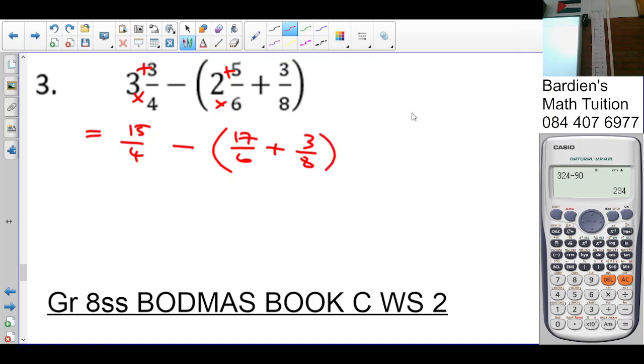The brackets. What's your LCM inside the bracket? 24. When do I use an LCM? When you add and subtract. So I multiply that by 3. You multiply this by 3 times 8. This is by 4. So what do we have? 4 times 7 is 56. Is that correct? No? 68. Okay, my mistake. Plus 3 times 3 is 9.